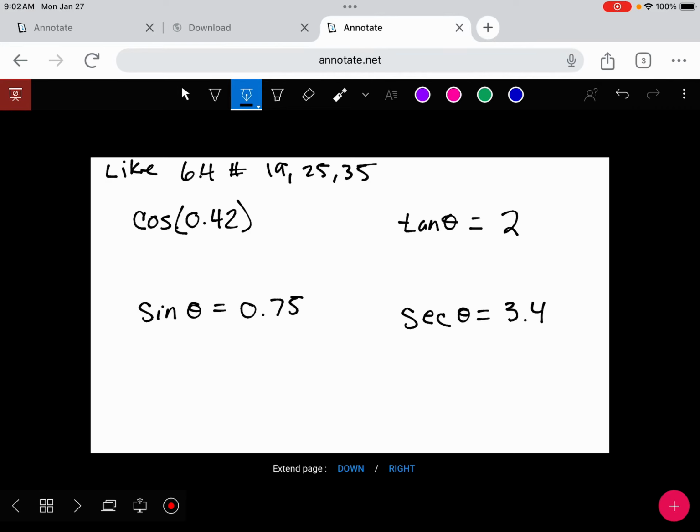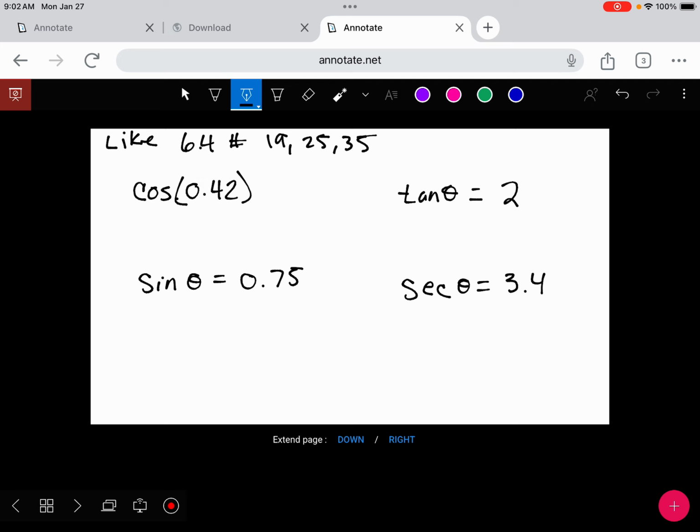Because there's a button on the calculator we need to use. So, just finishing that up. Problem 19 is very much like the one we did over here. 25 and 35 are very much like these three over here. So we've already done one like this, but just to remember, because it's been several days.